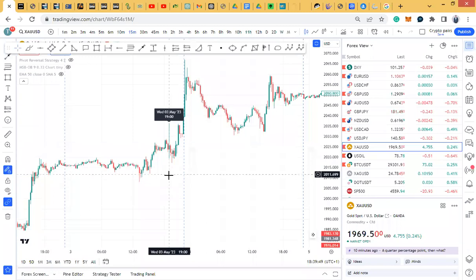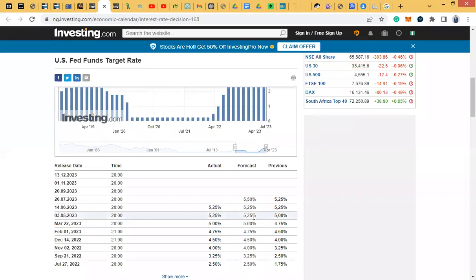Okay, so over here is on Wednesday, 3rd of May 2023. What happened on that day? On that day, the interest rate was increased from 5% to 5.25%. You understand? 5% to 5.25%. And what happened to gold?